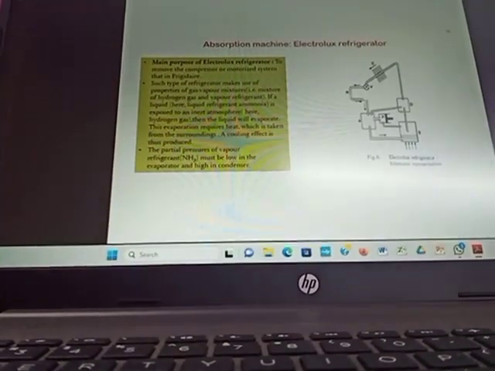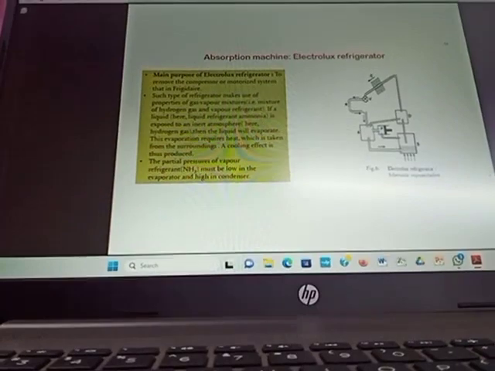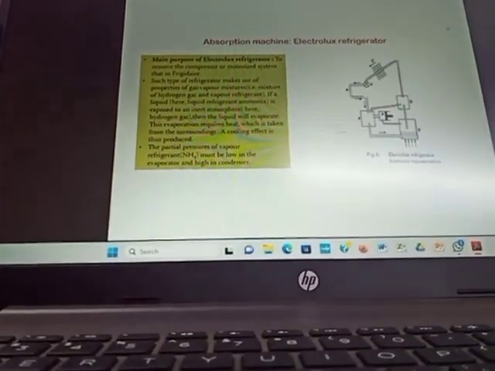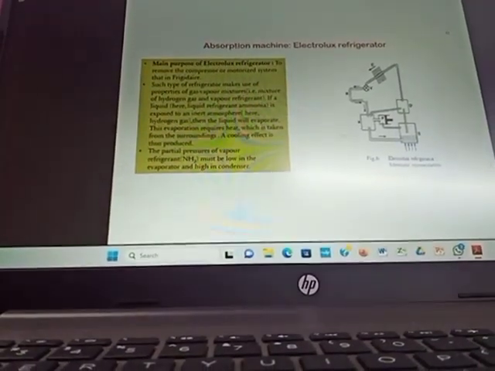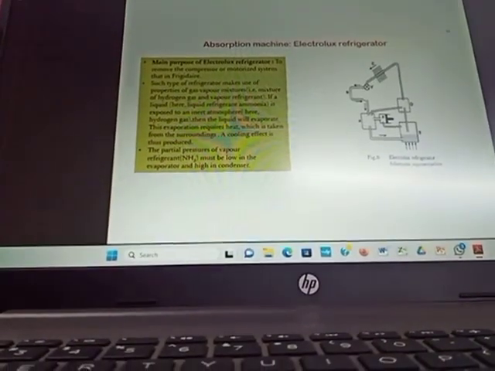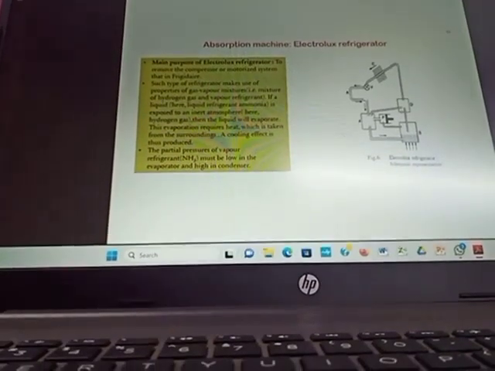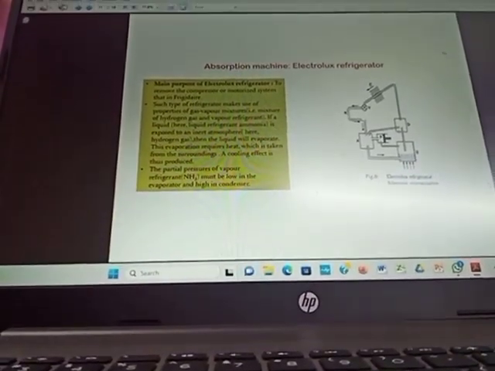Absorption machine or Electrolux refrigerator. To remove the compressor or motorized system that is in the Frigidaire, this type of refrigerator makes use of properties of gas-vapor mixtures. If a liquid is exposed to an inert atmosphere, here hydrogen gas, then the liquid will evaporate. And this evaporation requires heat which is taken from the surroundings. A cooling effect is thus produced.